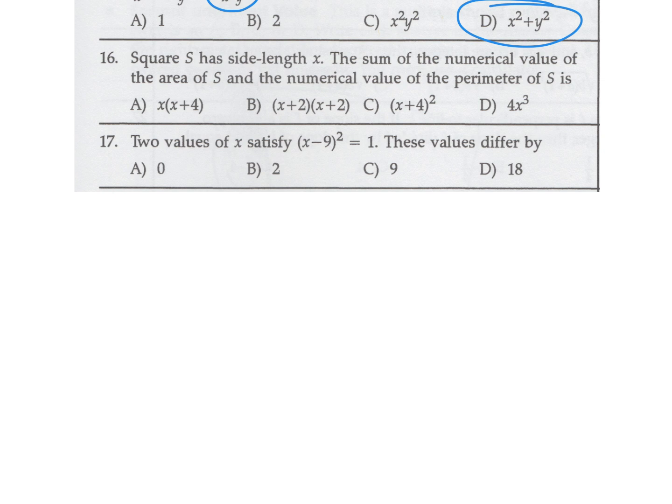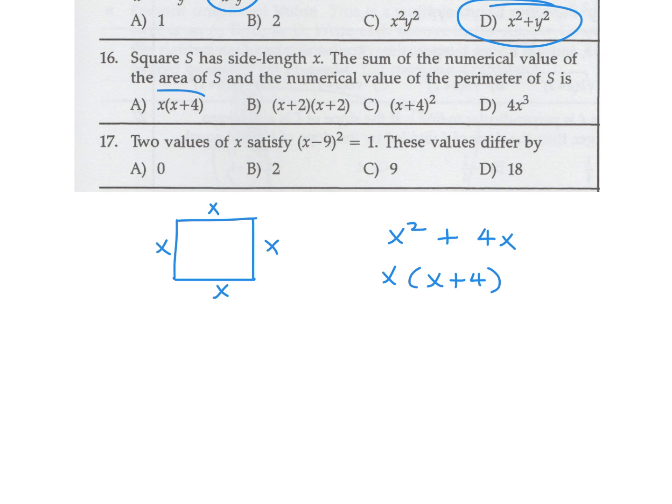Square S has side length x. The sum of the numerical value of the area of S and the numerical value of the perimeter of S is... Okay, so we got a square here, and the side length is x. So the sum of the numerical value of the area, so the area would be x squared, and the perimeter would be 4x. And I think if we factor out an x, it would be x plus 4. And that matches the answer choice A.